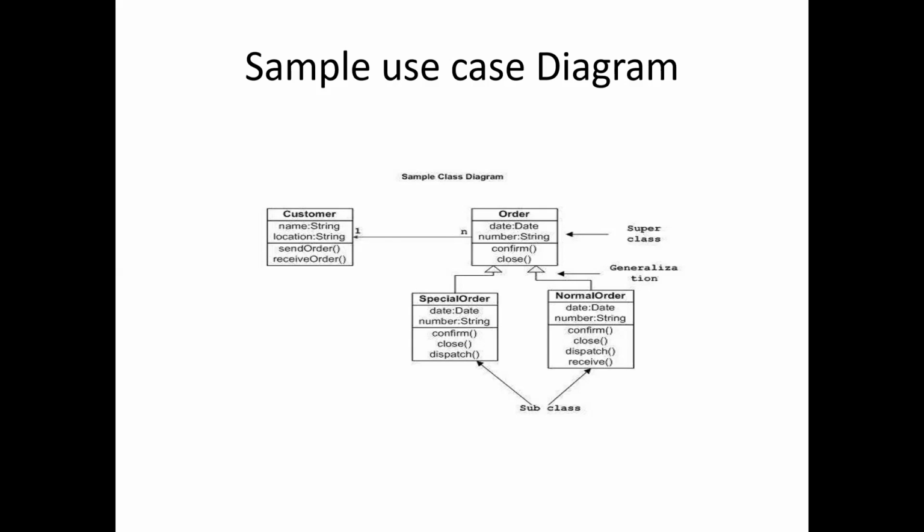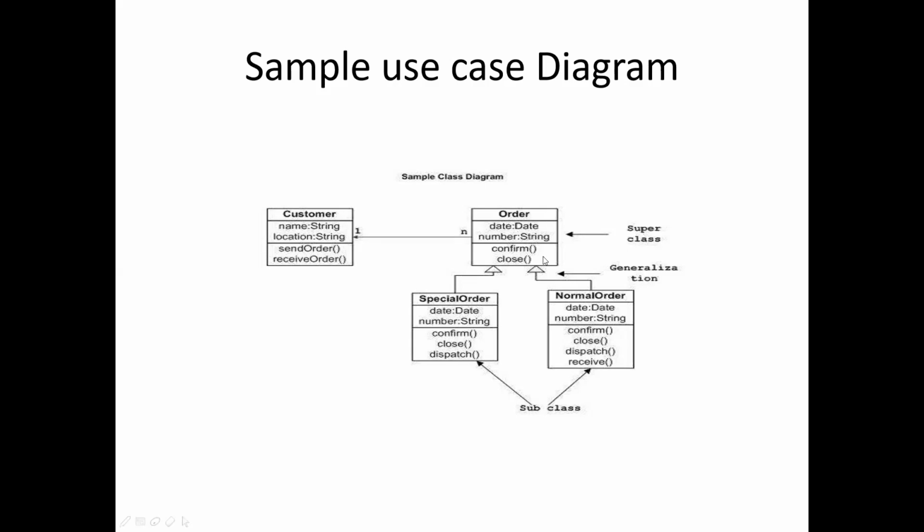The Order class is an abstract class and it has two concrete classes. One is special order, another is normal order. Next, the two inherited classes have all the properties of the order class. In addition, they have additional functions like dispatch, receive, etc. This is a superclass and this is the subclass or inherited class.